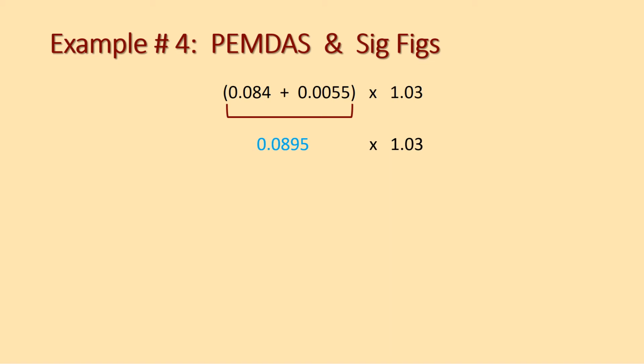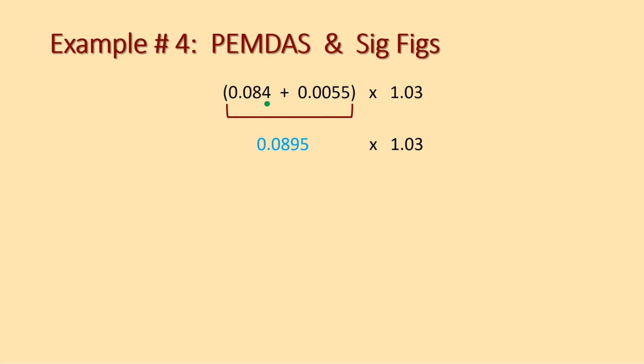So 0.0895 is an intermediate solution. How do we determine its significant figures? Well, we got the solution by performing an addition. What are the rules for determining significant figures when performing an addition or subtraction? Well, when performing addition or subtraction, we look to the least precise of the given values to determine the significant figures of our solution. And in this case, it would be the 0.084, which is precise to the 1,000th. So our answer from adding what was in the parentheses must be significant to the 1,000th.